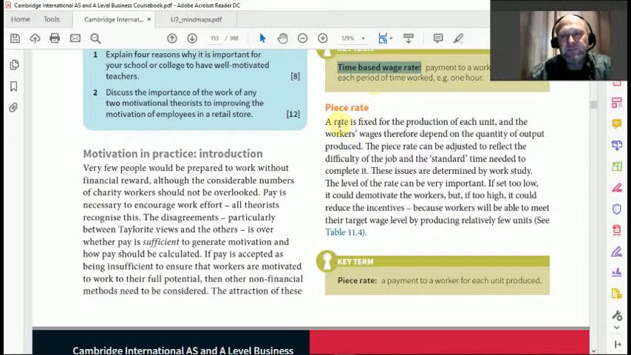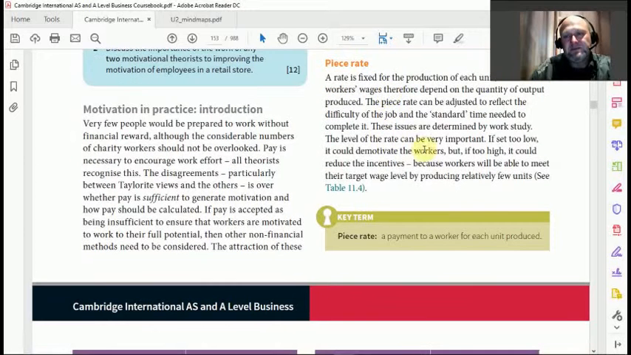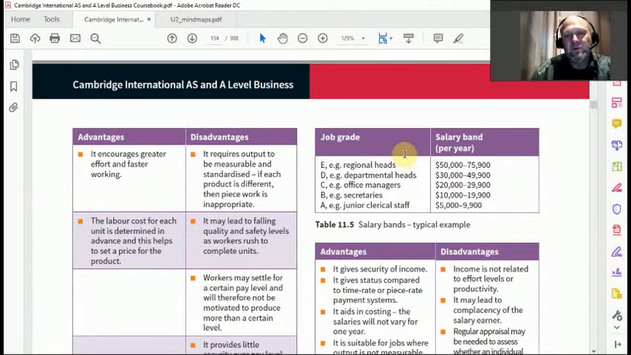Piece rate is based on the production of each unit. So if you have to pack apples into a box, and you can pack 50 apples into the box, you get paid per box that you've packed. But if you're only packing 10 apples per box, then you get paid less, because you're not up to standard. Okay, if it's set too low, it could demotivate workers. If it's set too high, it could reduce the incentives. So in other words, they don't really want to work, because they're getting their pay quite quickly.